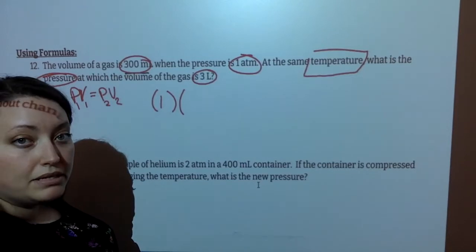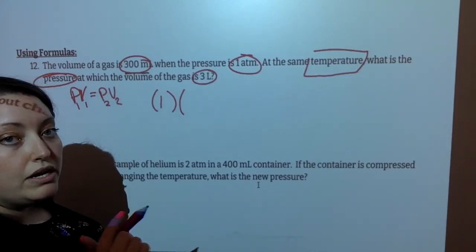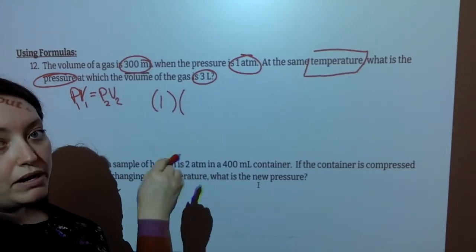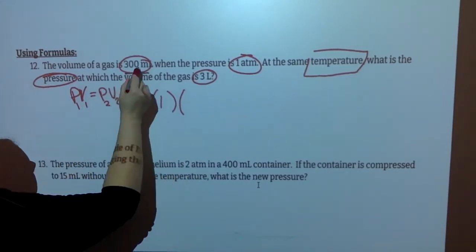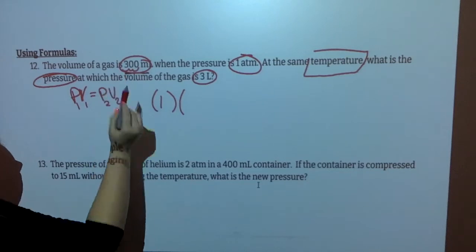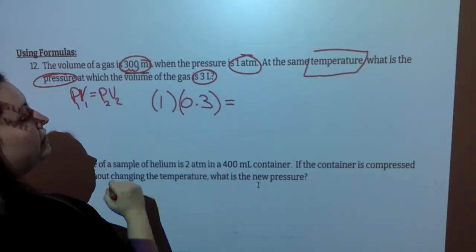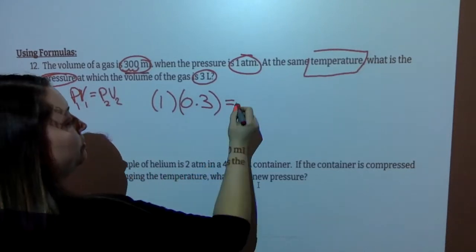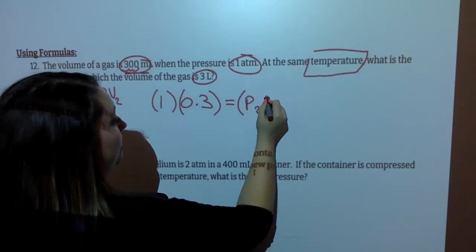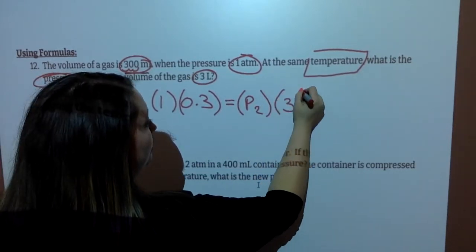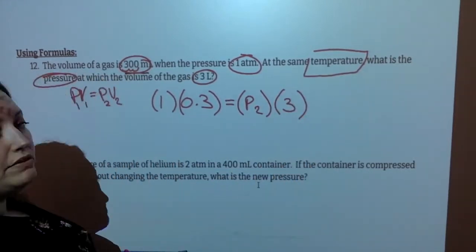Volume does have to be in liters, so we're going to go ahead and move that over. When you go from milliliters to liters, you're just moving your decimal point 3 spots to the left. So we're going to have 0.3 liters, set equal to pressure 2, because that's what we're trying to find, times 3 liters. And then you just have to solve for that.